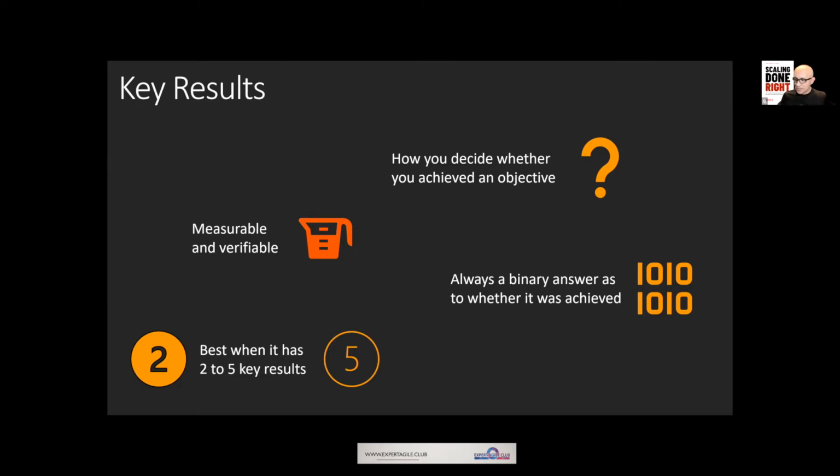It has to be measurable. It also has to be verifiable because otherwise people just throw numbers to the air and God knows if that makes any sense. And as originally written by Andy Grove, the answer has to be binary. You did or you didn't do. There will be some talk about this later on. But you either did or you didn't do.